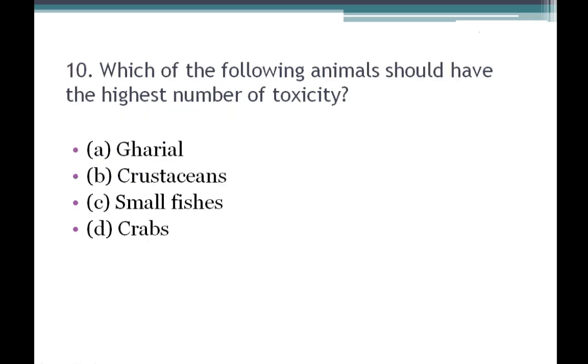Question number 10. Which of the following animals should have the highest level of toxicity? Option A, gharial. Option B, crustaceans which are also known as zooplanktons. Option C, small fishes. Or option D, crabs. So the correct option is option A, gharial.